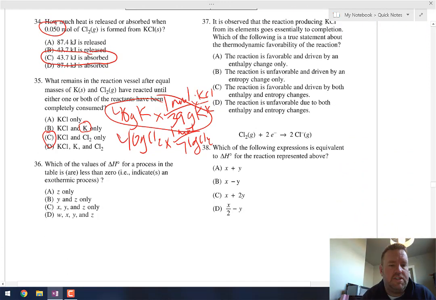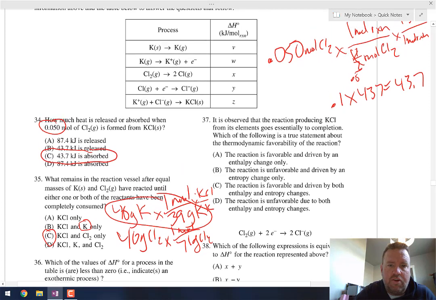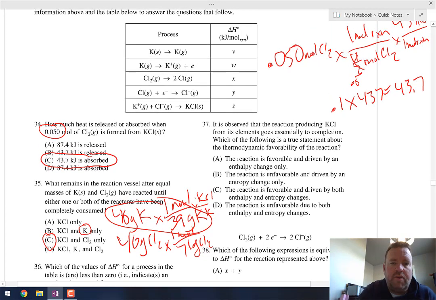Question number 36. Which of the values of delta H for a process in the table is or are less than 0? So which of those are exothermic? So here you're going from a solid to a gas. In order to go from a solid to a gas, again, do you absorb heat to do that, or do you have to give off heat to do that?